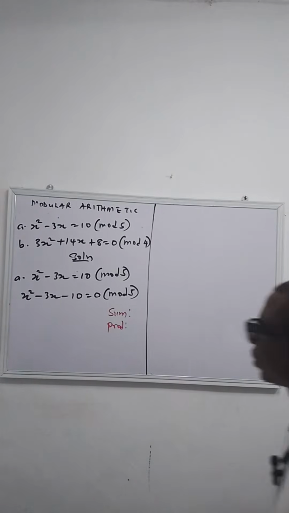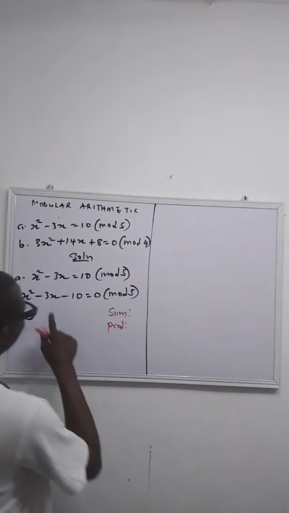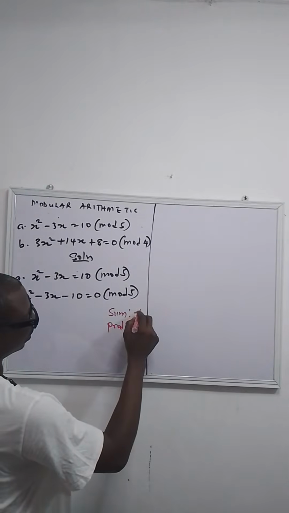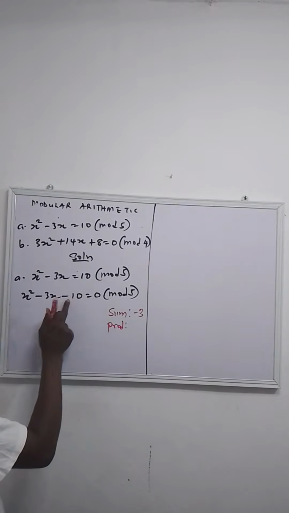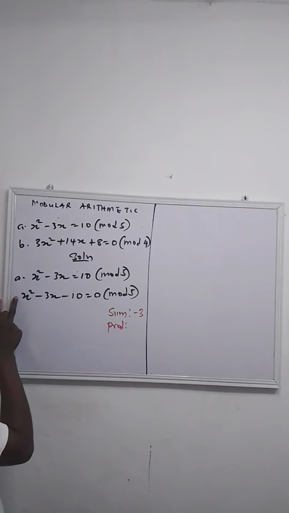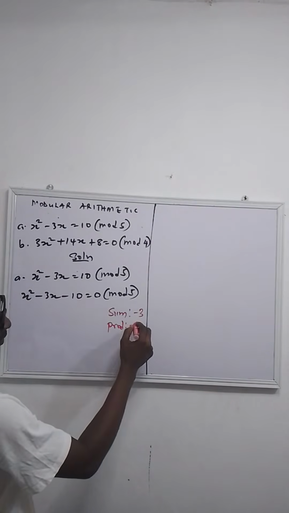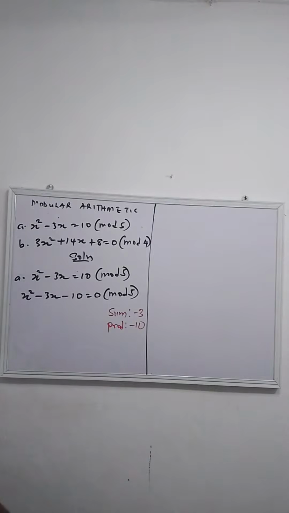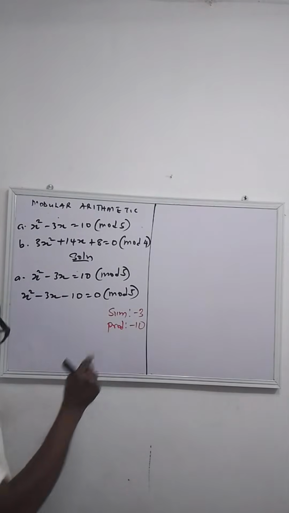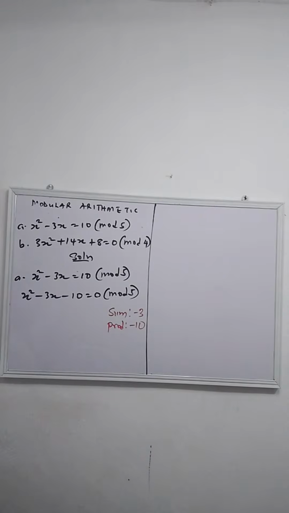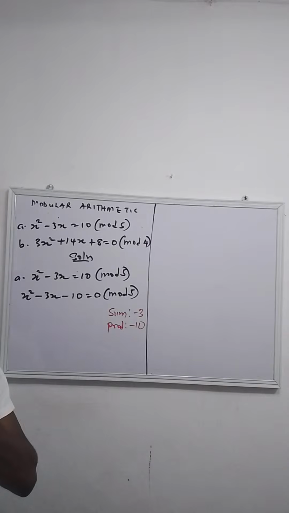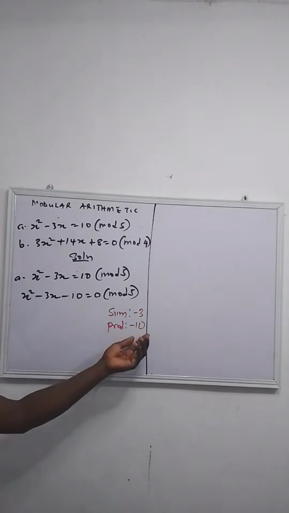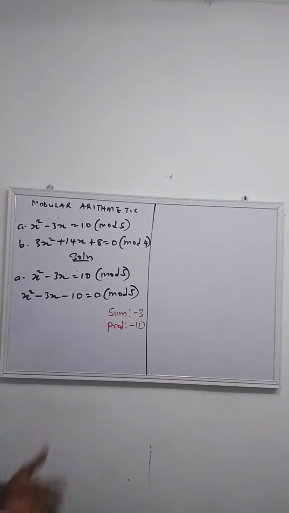So now the sum is the coefficient of x, that's -3. And the product is -10 that we have here times the coefficient of x squared here, which is 1. So nothing is changing. You have -10. All right. So now here you need two numbers such that when you multiply together, you have -10. When added together, you have -3. So what are the two numbers? So those two numbers will be factors of -10. So just think of two numbers.